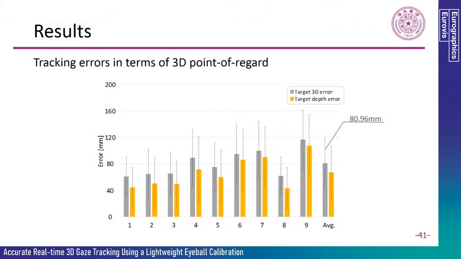We also measure the tracking errors of the 3D targets, and the average Euclidean error is about 80 millimeters, presented by the gray bars here. While this error is not negligible, please note that without our proposed convergence constraint, the two eyes' gaze rays are not guaranteed to converge to a single 3D point. Even small errors in estimating the visual axis can lead to very large errors in the estimated depth, or z-value, of the triangulated gaze target. About 80% of the target errors come from inaccurate depth estimation, shown by the yellow bars here.